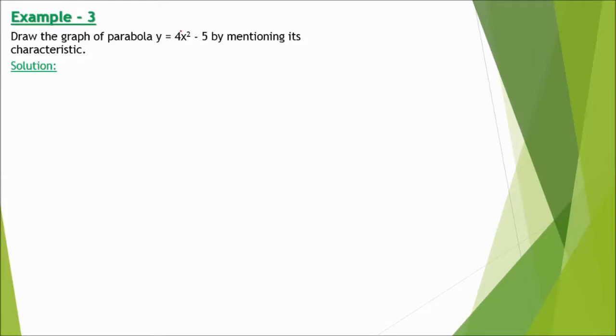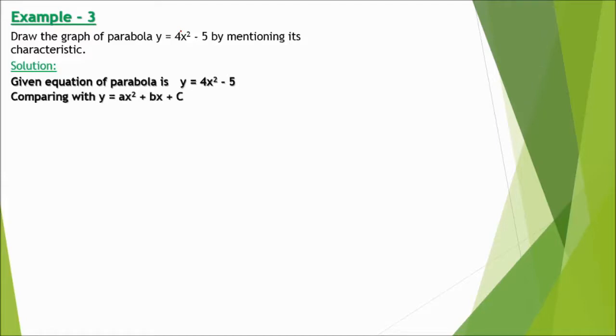Solution. Given parabola is y is equal to 4x square minus 5. Comparing with y equal to ax square plus bx plus c, we get value of a as 4, b is 0, we don't have b, and c is minus 5.